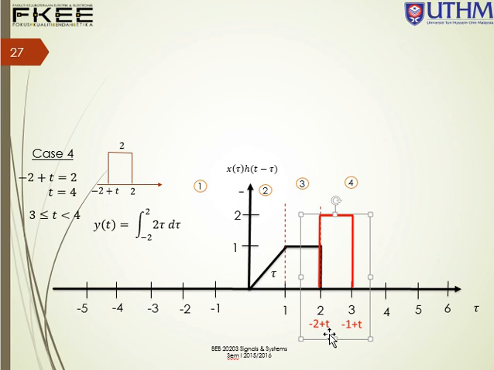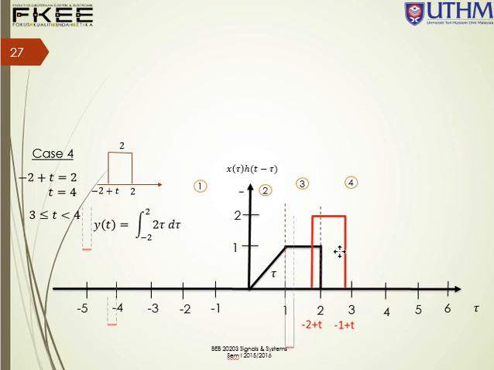Okay, so what value of t gives you tau equal to 2? You need to calculate that. You have minus 2 plus t equal to 2, and then t equal to 4. So this case number 4 is only valid when t is more than 3 and t must be less than 4.